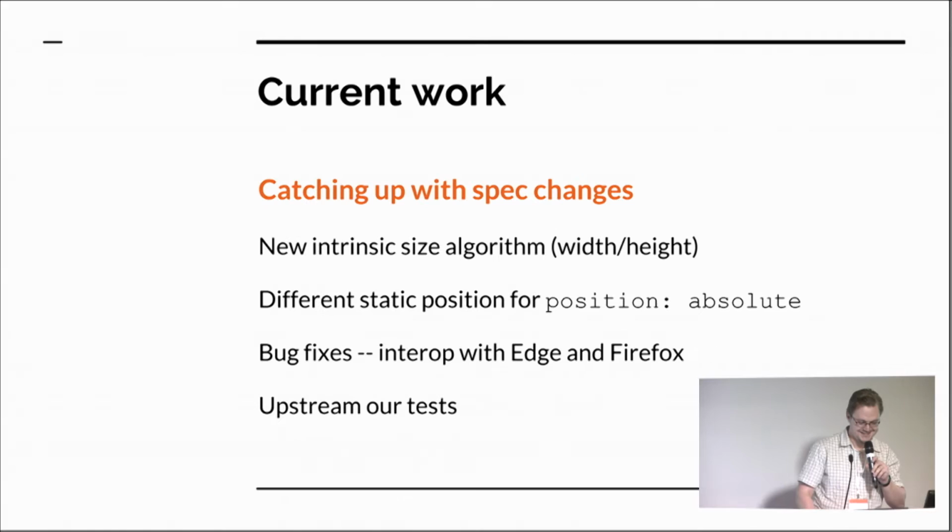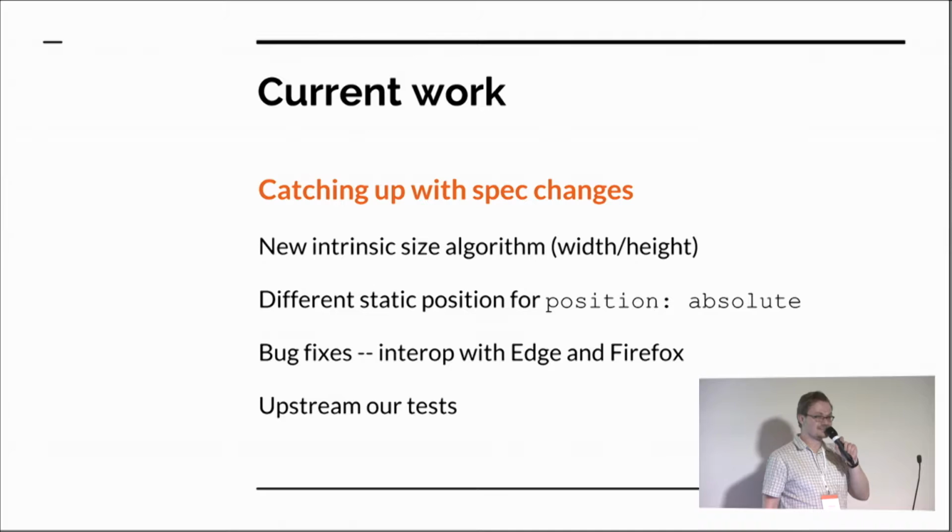Current work is catching up with a few more spec changes. The intrinsic size algorithm has changed both for widths and heights, so I need to implement that. Now that the use counter results are back, I can actually do that. Position absolute elements now have a different static position, which I need to finish implementing. More bug fixes for interoperability. Upstream more tests. And a few more things that I want to work on.